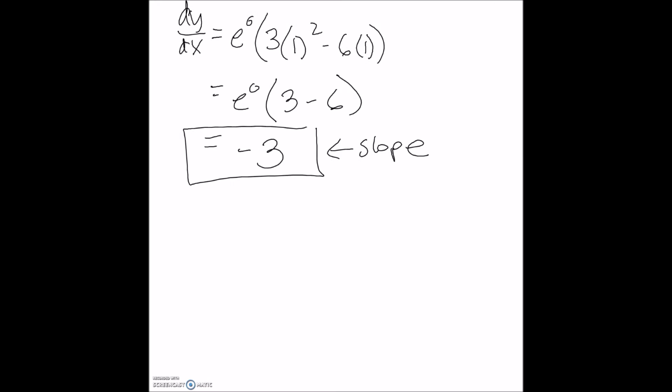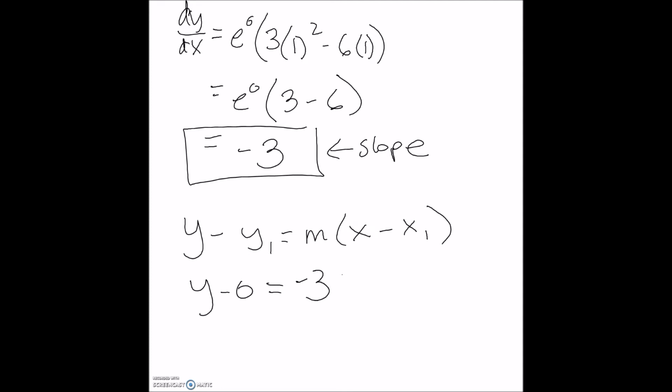After finding the slope, we must plug this into the equation y − y1 = m(x − x1). We should then get y − 0 = the slope, which is negative 3, times (x − 1). This should simplify to y = −3(x − 1).